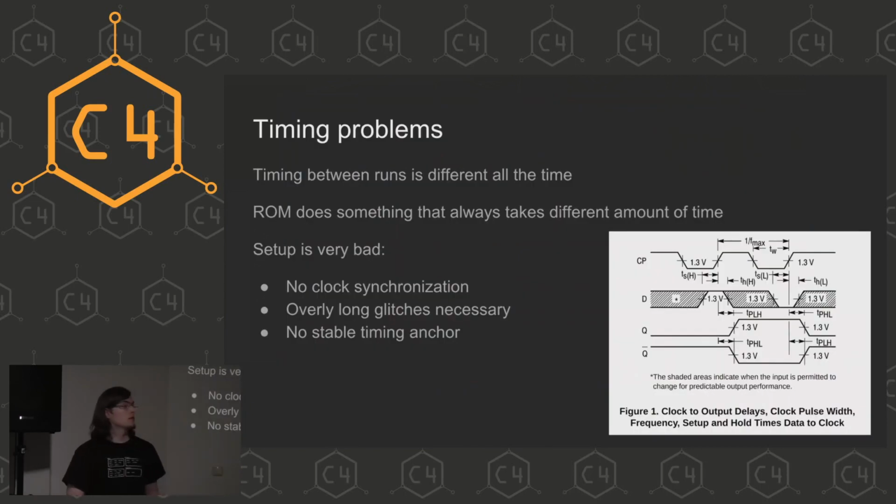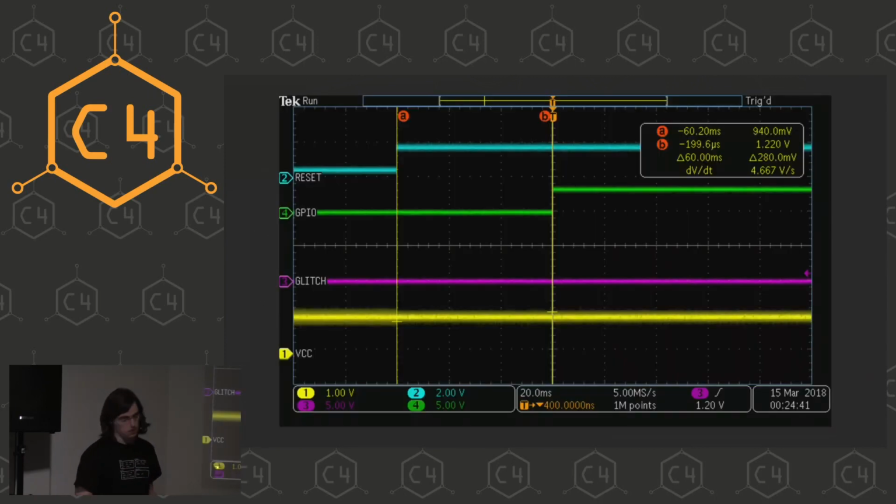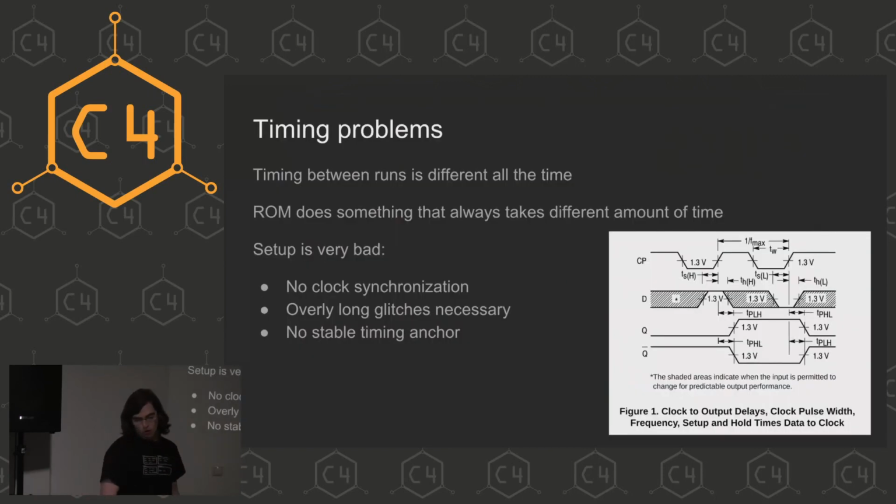This setup was not very good, because I said, dumbest idea ever. The timing between all the runs is different every time. These 60 milliseconds here, this time, is not true. It's not always 60 milliseconds. It jitters around by 40, 50 microseconds all the time, so the timing is different on every single run. Also, the ROM seems to take a different amount of time.